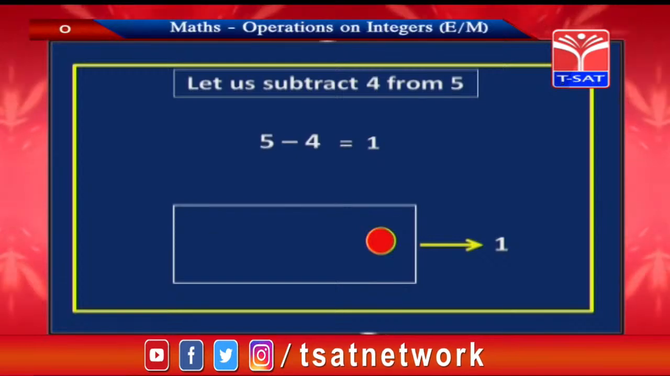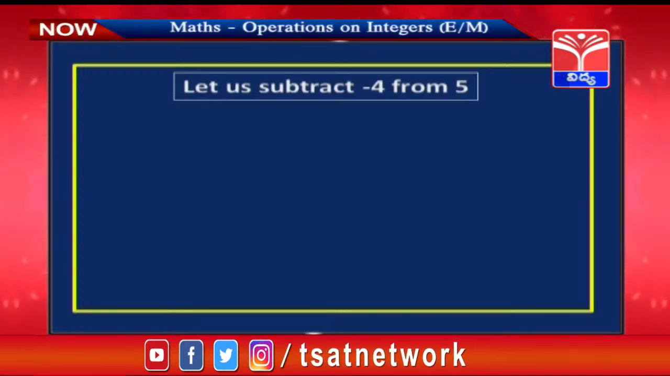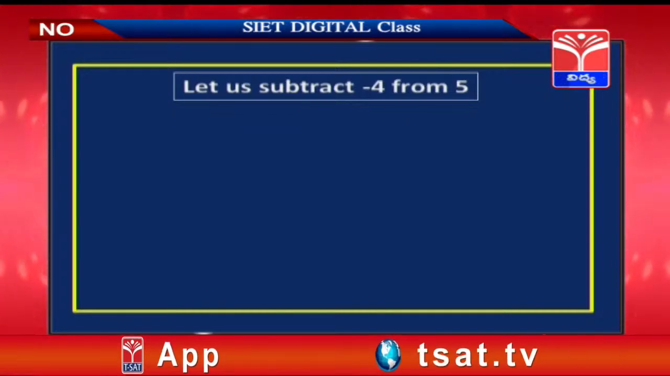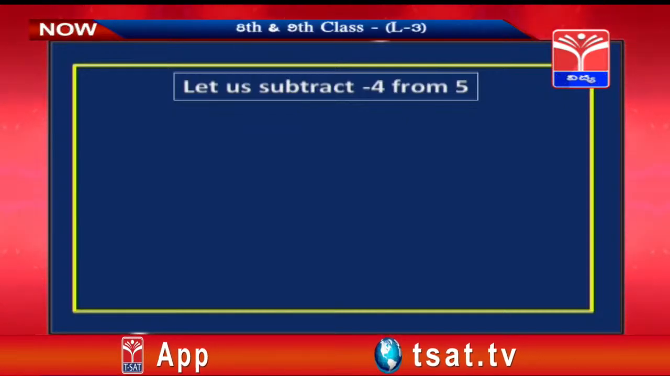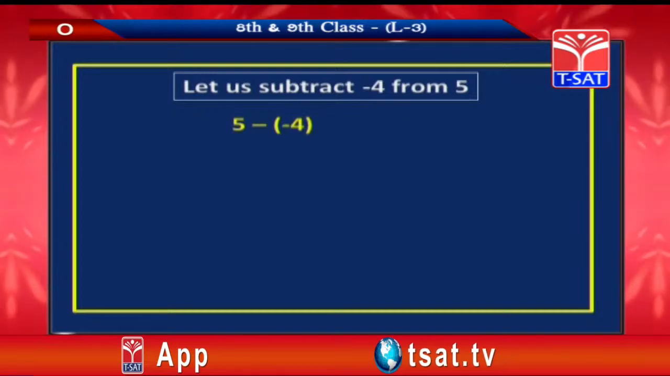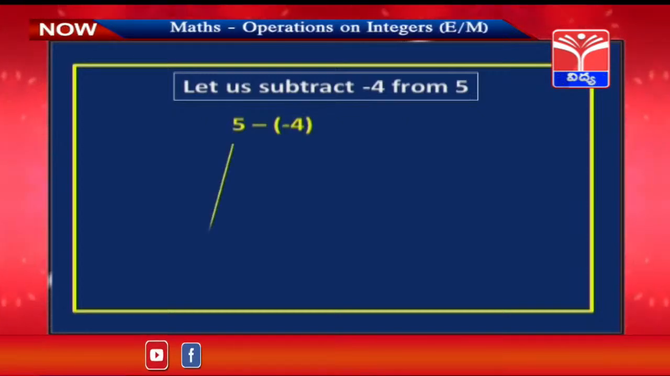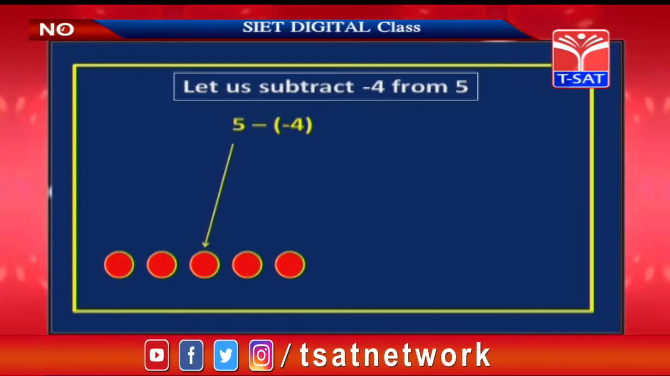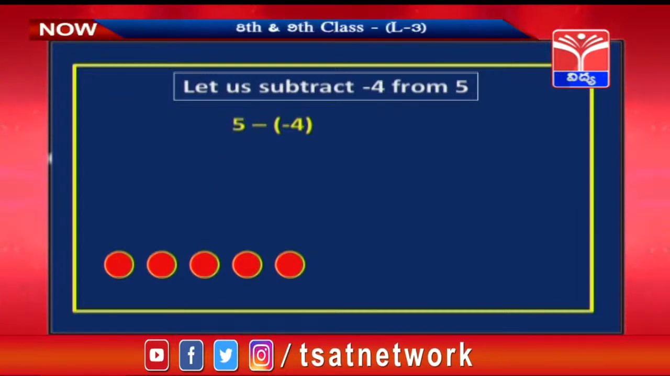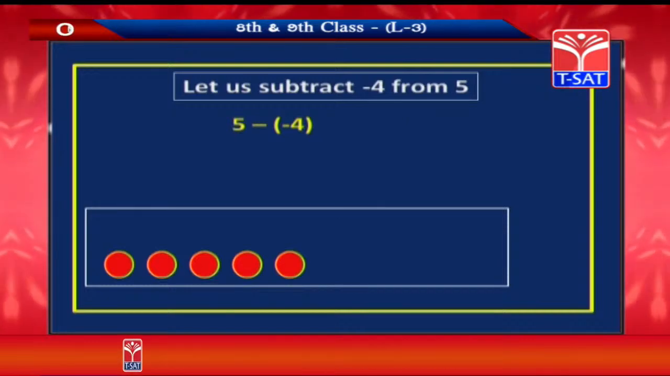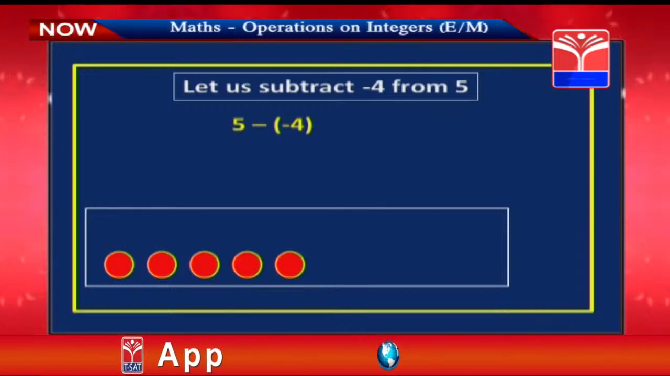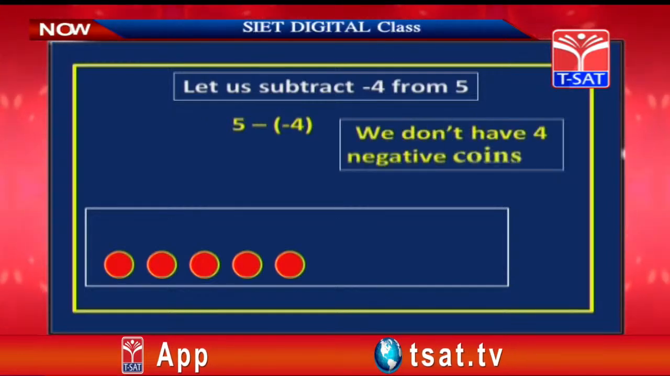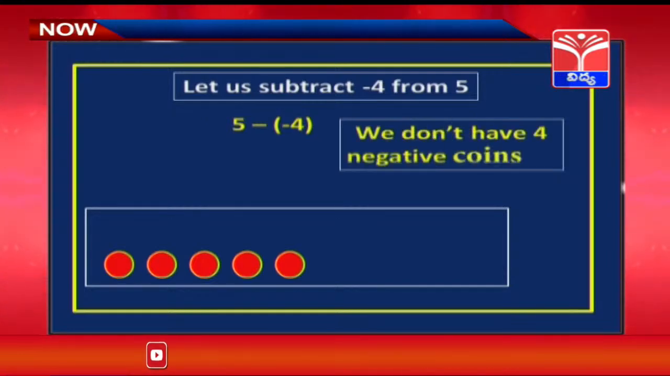So, children, let us move on to our next one, that is subtracting a negative number from a positive number, that is we are going to subtract minus 4 from 5, that is 5 minus of minus 4. So, 5 is again a positive. So, we take 5 red coins, then we have minus 4. So, we are going to take 4 zero pairs, children. Why? Because we do not have negative coins, okay?